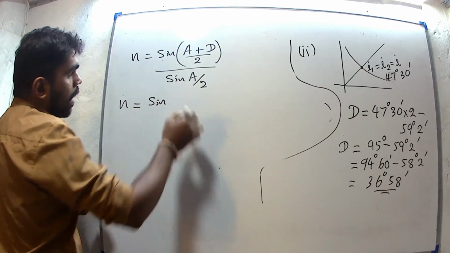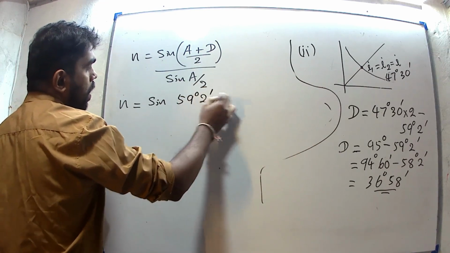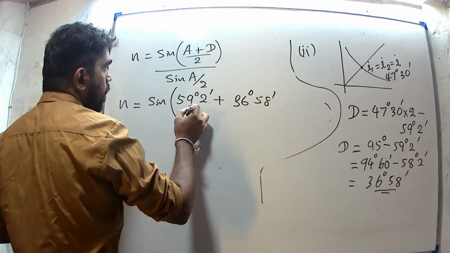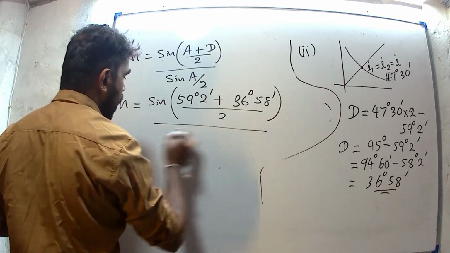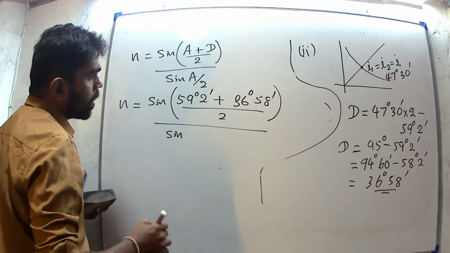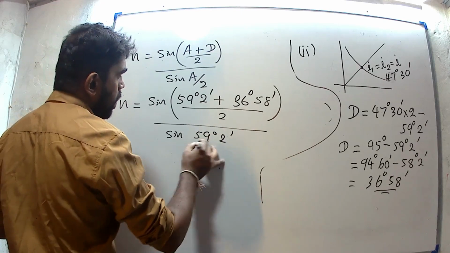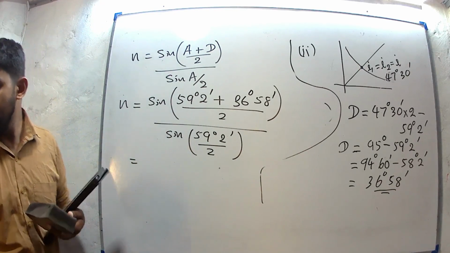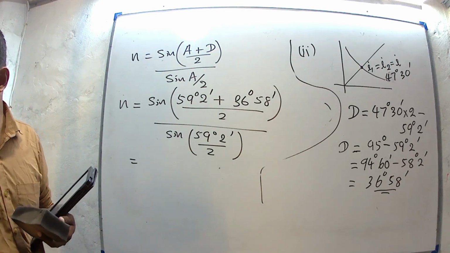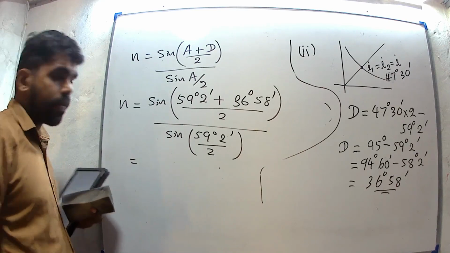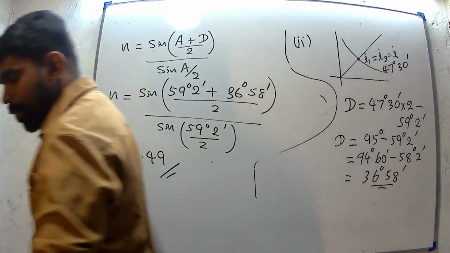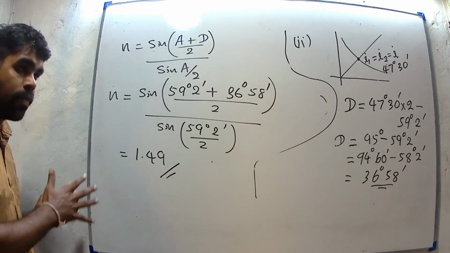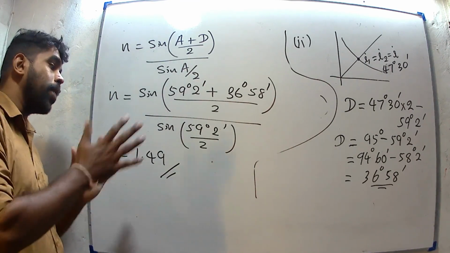A value is 59 degrees and 2 minutes. Minimum deviation is 36 degrees and 58 minutes. Divide by 2. Divide by sin of A over 2, where A is 59 degrees and 2 minutes. Divide by 2. Now we have to divide and get the sin value. Then we can simplify it. The answer is approximately 1.49. They have given marks for values from 1.48 to 1.51.